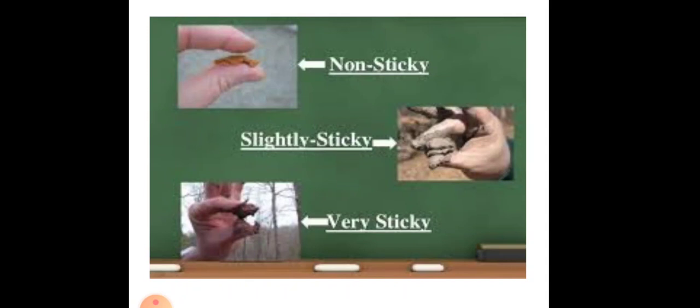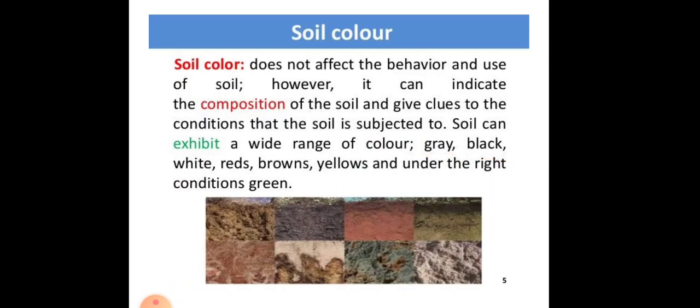Then this is the physical test for checking the stickiness of the soil. If the soil forms some shapes when pressed between the fingers, it is very sticky, then slightly sticky. And if the soil does not respond when pressed against the fingers, then this soil is non-sticky. So this is the physical parameter for checking the stickiness of the soil.